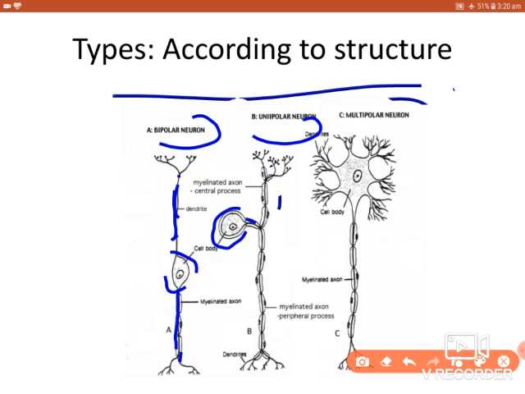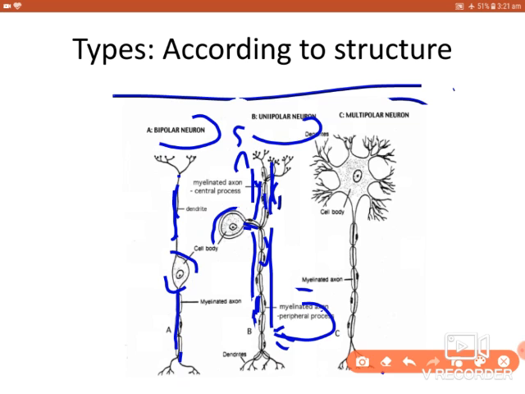Here this is the unipolar neuron, this is the cell body. It gives off a single process, and after a short distance it divides into two processes. One is the peripheral process and the other is the central process. The peripheral process extends from the periphery, and the central process extends to the spinal cord. Here these are the axons.